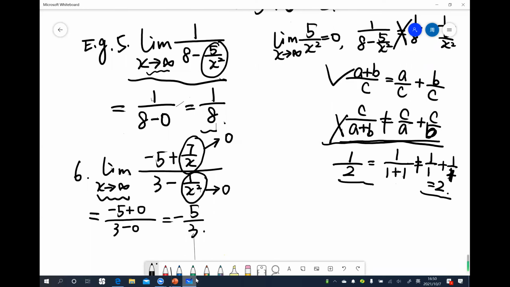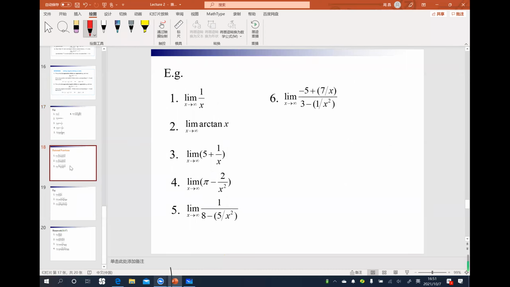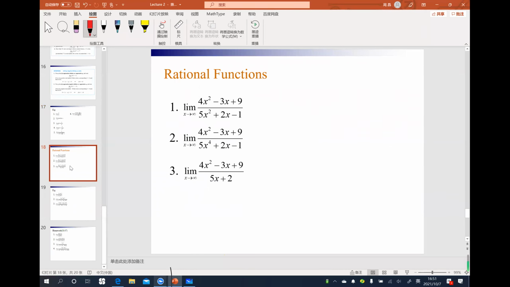Okay. And for the last type, as x approaches infinity, that is about rational functions. Do you know what rational functions are, guys? Yes, I know.